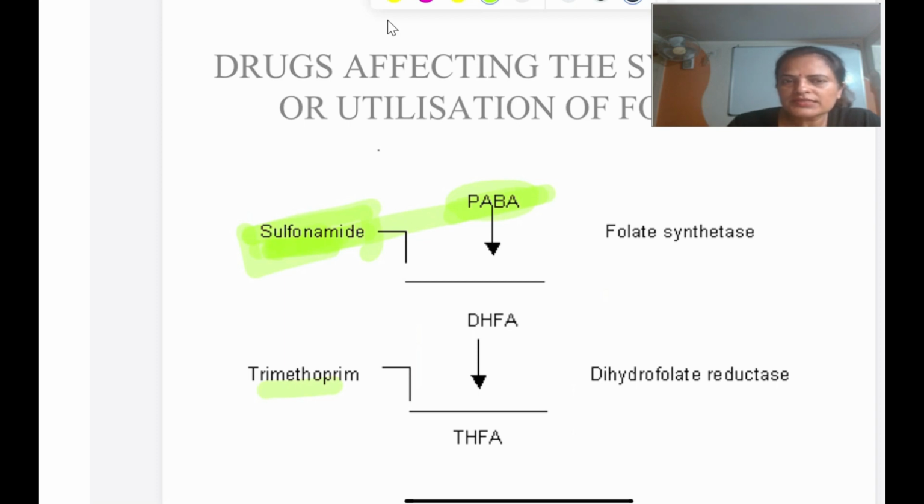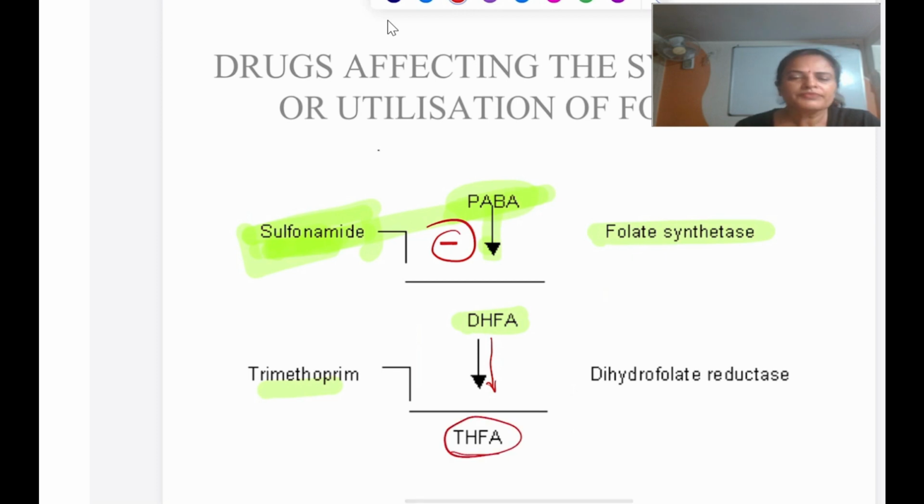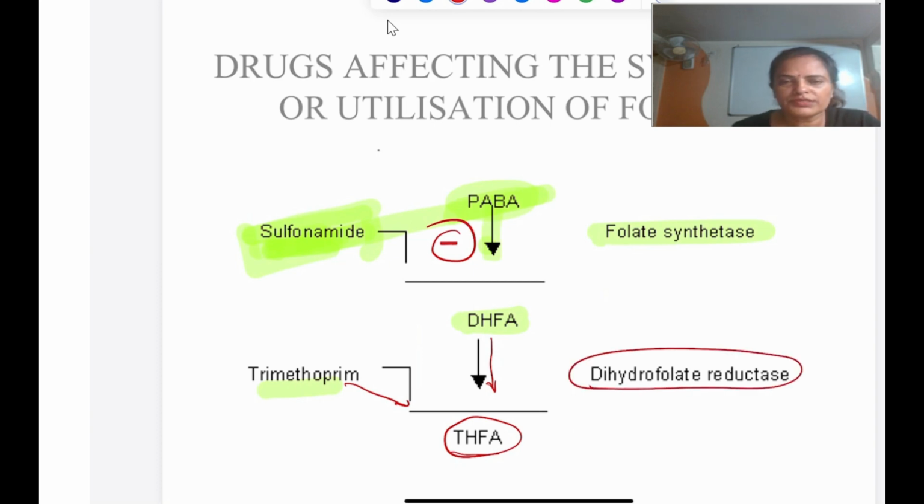So folic acid synthesis and utilization. In the first step, para-amino benzoic acid is converted into dihydrofolic acid with the help of the enzyme folate synthetase. This is inhibited by sulfonamide. Now from dihydrofolic acid, there is synthesis of the active form of folic acid, that is tetrahydrofolic acid, which is inhibited by trimethoprim, and this step is with the help of dihydrofolate reductase.